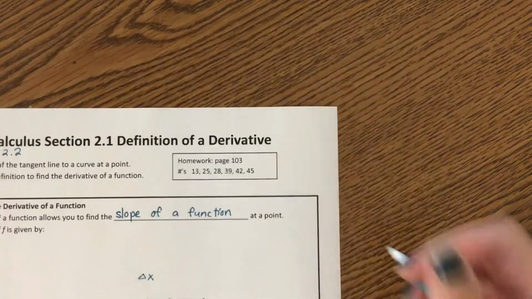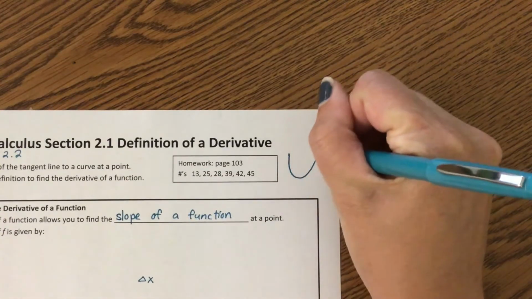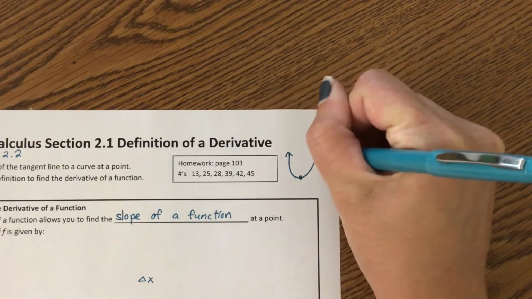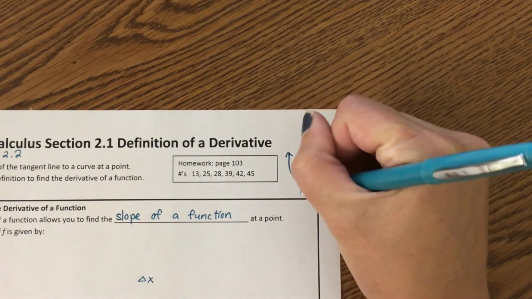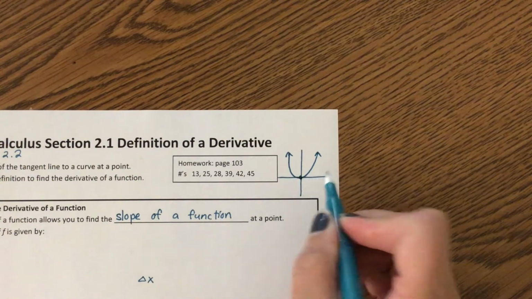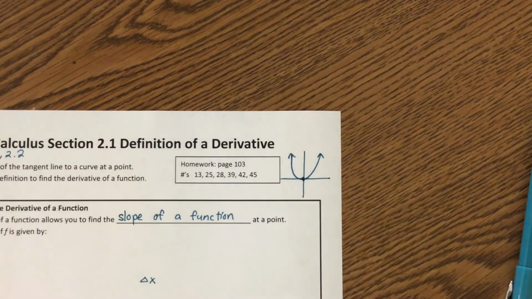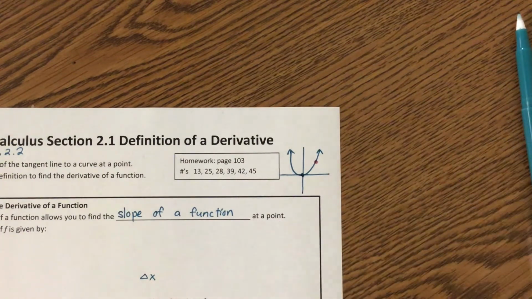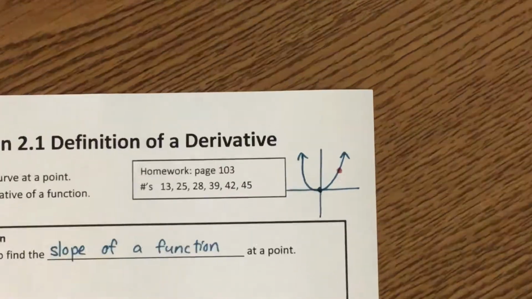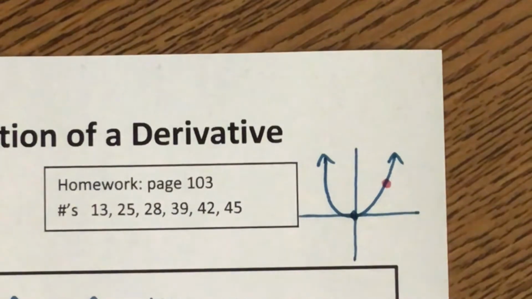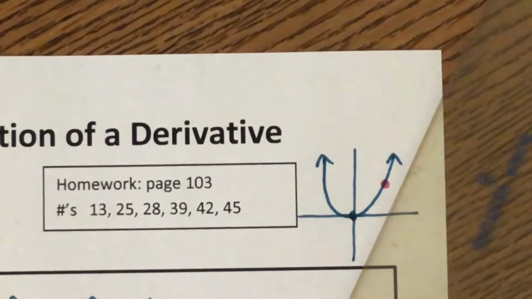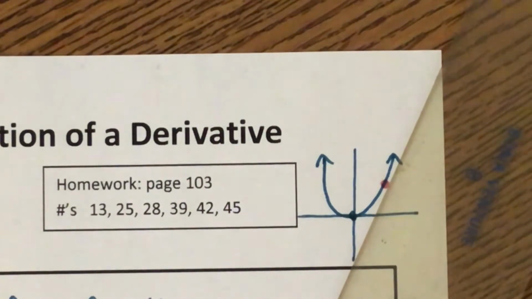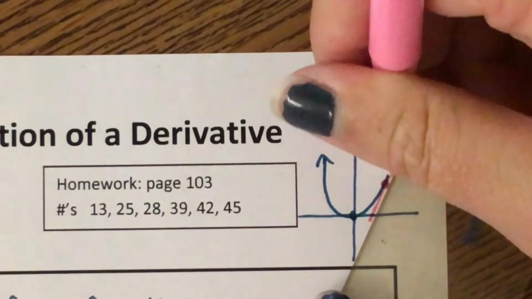For example, we might have a parabola. Let's just use y equals x squared. Normal little parabola. If we want to find the slope at this point over here, that doesn't particularly make sense because slope is rise over run, and we don't really have a rise or a run. We have a curve. So what you are going to end up doing is talking about a tangent line.